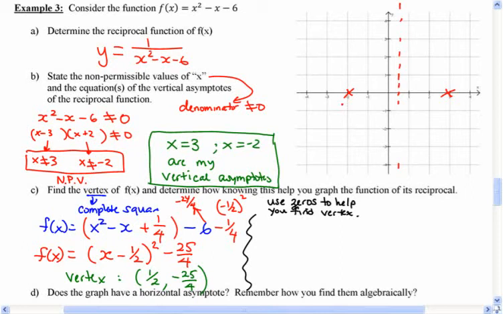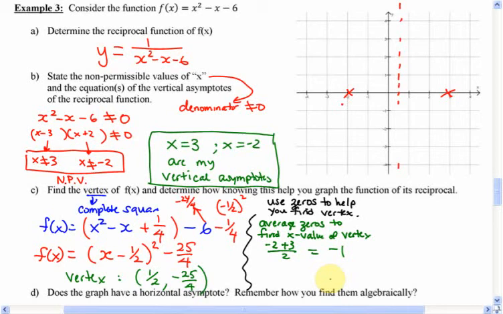Negative 2 plus 3 is 1. 1 divided by 2 is 0.5. Hey, look at that. The x value is 0.5. So notice, and you can write this down now, you just average the zeros to find the x value of the vertex. Negative 2 plus 3 divided by 2.